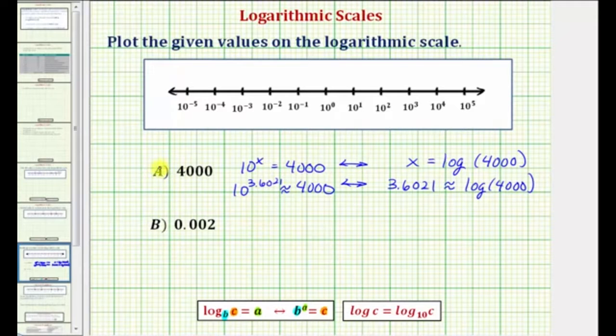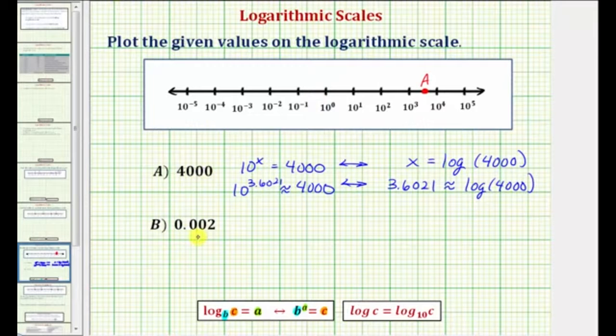But now we can determine where to plot point A. 10 raised to the power of 3.6021 would be between 10 to the third and 10 to the fourth, a little bit closer to 10 to the fourth. Let's go ahead and plot point A here, which again has a value of 4,000.